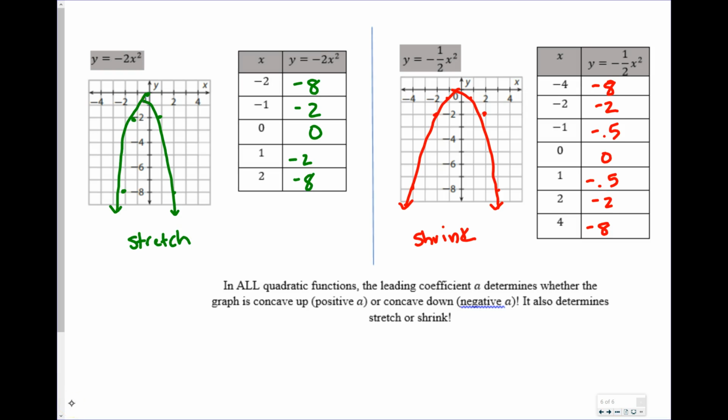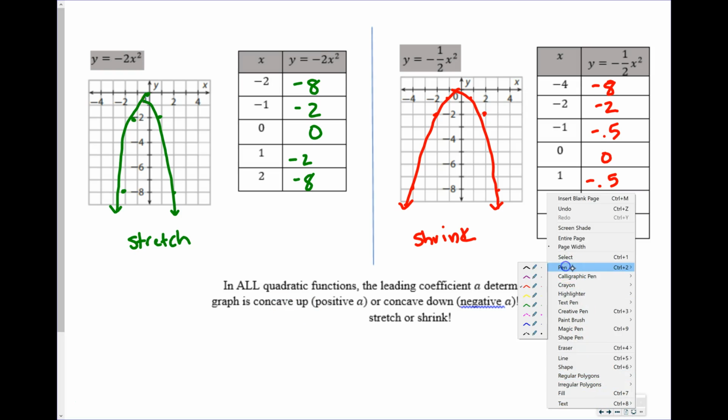So these are the two graphs you should have gotten with these coordinate pairs. Check your work. Make sure that you realize that the green one, negative 2x squared, is a stretch from the parent function. It's much thinner. The second one is a shrink. It's much wider. So make sure we know the difference between stretch and shrink, and I've given you some guidelines down here below.